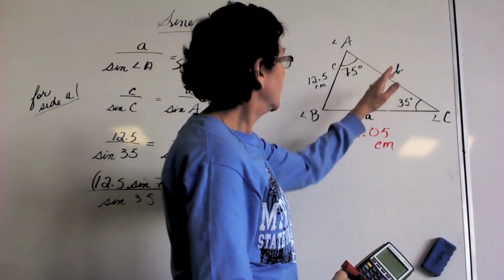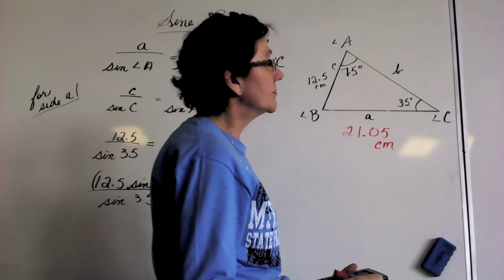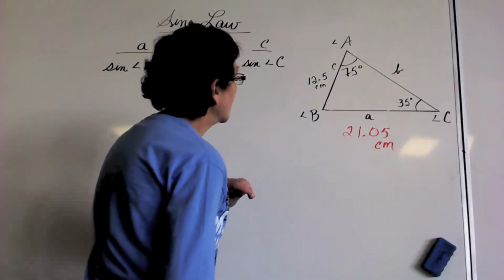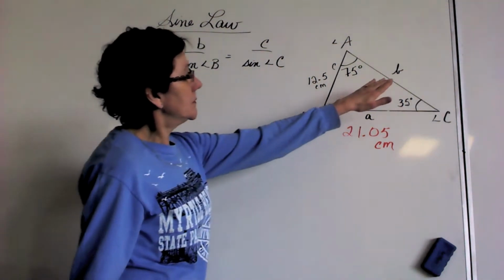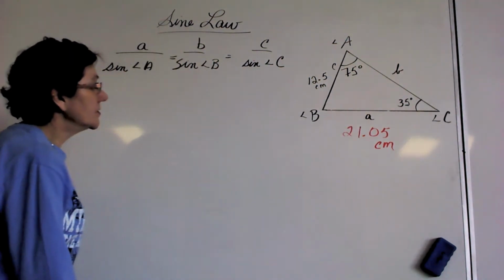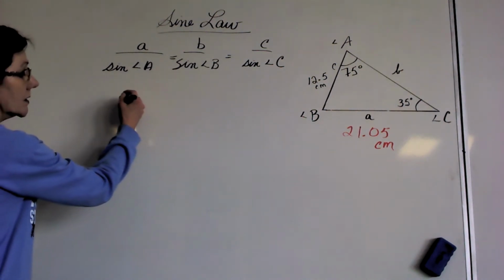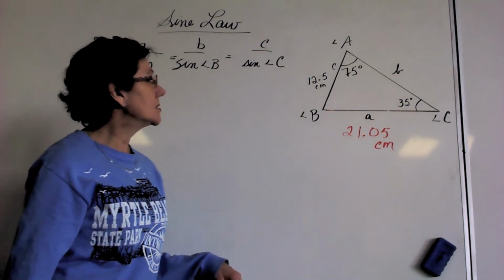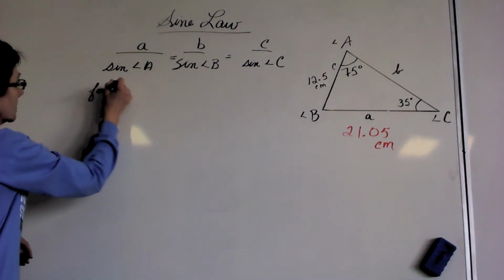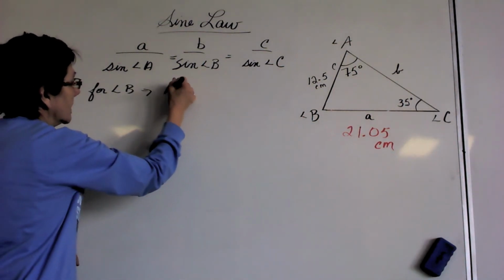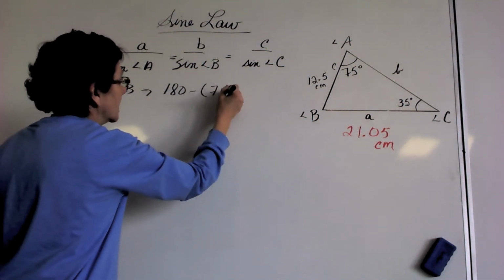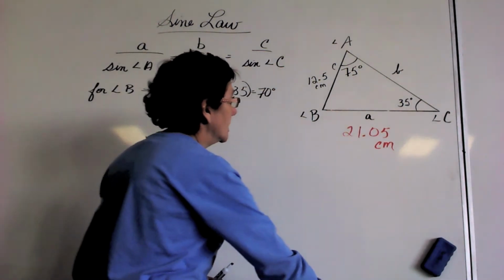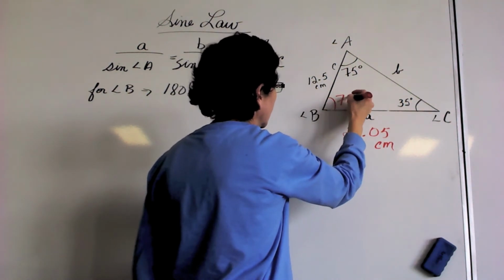So we've got 2 values left to solve until our triangle is solved. We're left with angle B and side B. In order to solve for side B, we need to have angle B first. So we're going to show our work. For angle B, the property that all angles add up to 180 holds. So 180 degrees subtract 75 plus 35 gives 70. We'll add that onto our diagram just to make things clear.